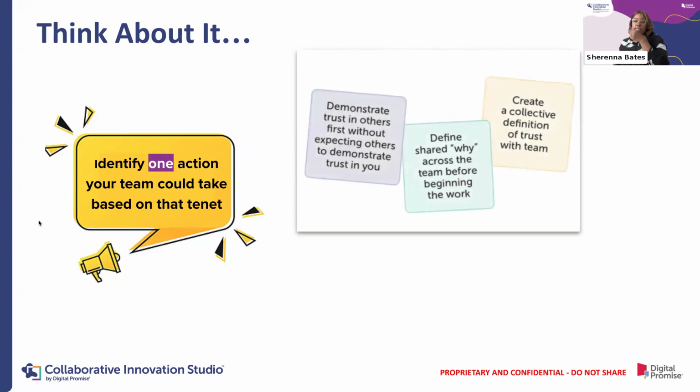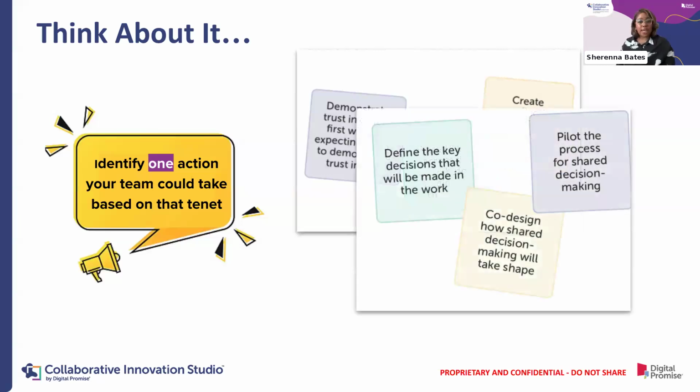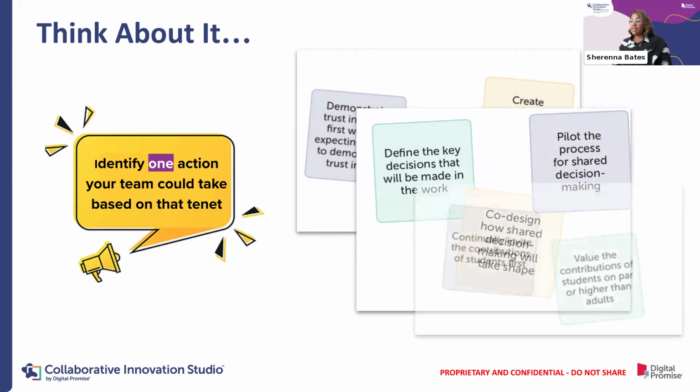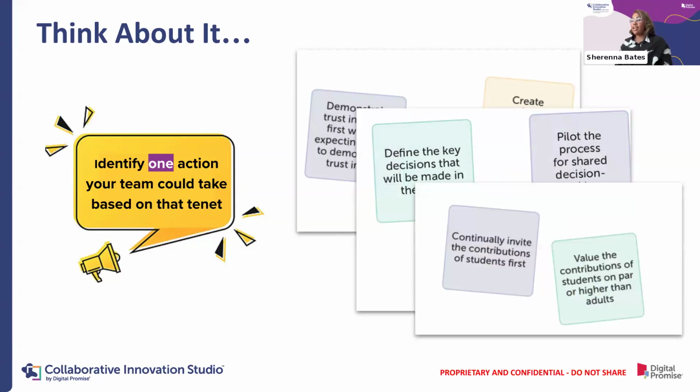Here are some responses that others have named: demonstrating trust in others first without expecting them to demonstrate it in you, defining a shared why across the team before beginning the work, and creating a collective definition of trust with the team. Another is defining the key decisions that will be made in the work, co-designing how shared decision making will take shape, piloting the process for shared decision making, and the last two, continually embodying the contributions of students first, and then valuing the contributions of students on par or higher than adults. So these are just some examples. There are so many pieces of action that you could take, but just wanted to share some that may help to inform what you do when you leave today.